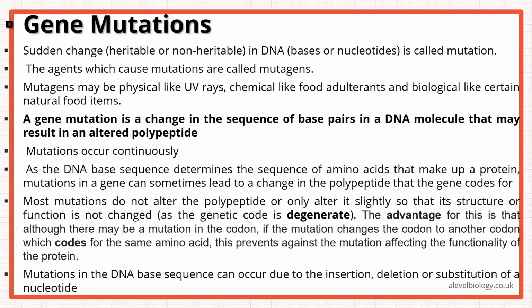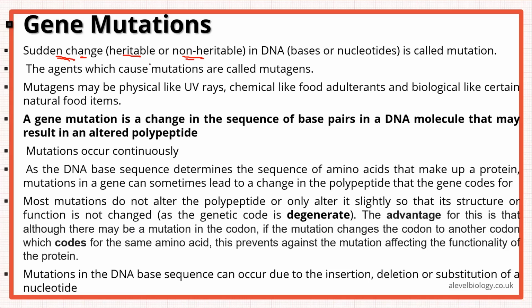So gene mutation is actually a change in the sequence of base pairs in the DNA molecule that may result in an altered polypeptide. So we know the DNA molecule is made up of base pairs which exist as codons or triplets. So there can be sudden changes in the sequences of those codons, right? So if there is a sudden change, which can be heritable or non-inheritable, this would lead to a genetic mutation, right?